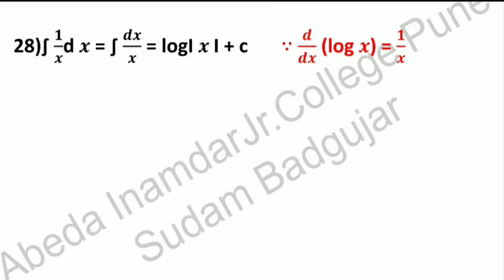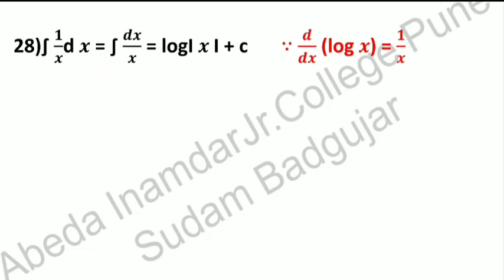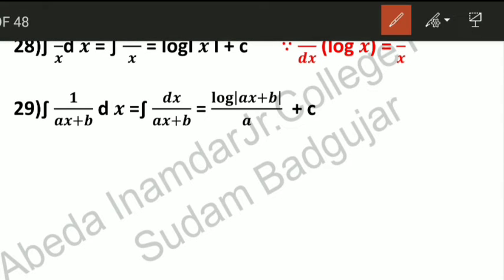Here in this case the base is e, so this is written as the integration of dx upon x, or we can say the integration of 1 upon x into dx, or the integration of dx upon x, is equal to log x plus c. Again, generalizing this one, the integration of 1 upon ax plus b into dx, or dx upon ax plus b, is equal to log of ax plus b upon a plus c.